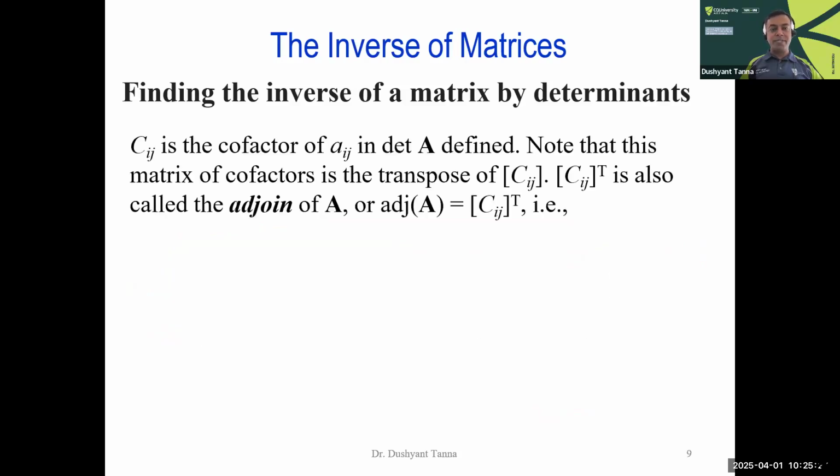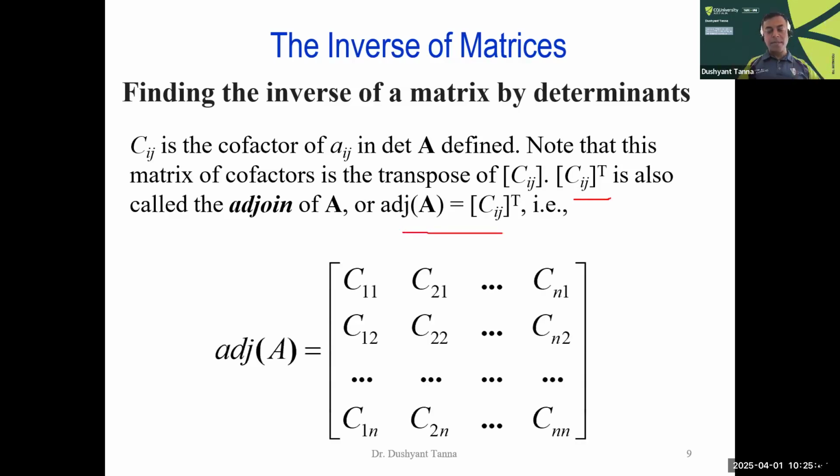Now, this is more explanation. What is C_ij? It is a cofactor, right? In determinant A, define that there's a cofactor transpose. So you're talking about power T that indicates the transpose, and adjoint A is nothing but C_ij transpose. This is what it is written, right? So if you observe, our matrix is always a11, a12, a13, a1n. Now this one is written in the first column. Why? Because you are talking about transpose. Just to refresh our memory, what is a transpose? Transpose is swapping all the rows and columns, right? So first row becomes first column, second row becomes second column, and so on.